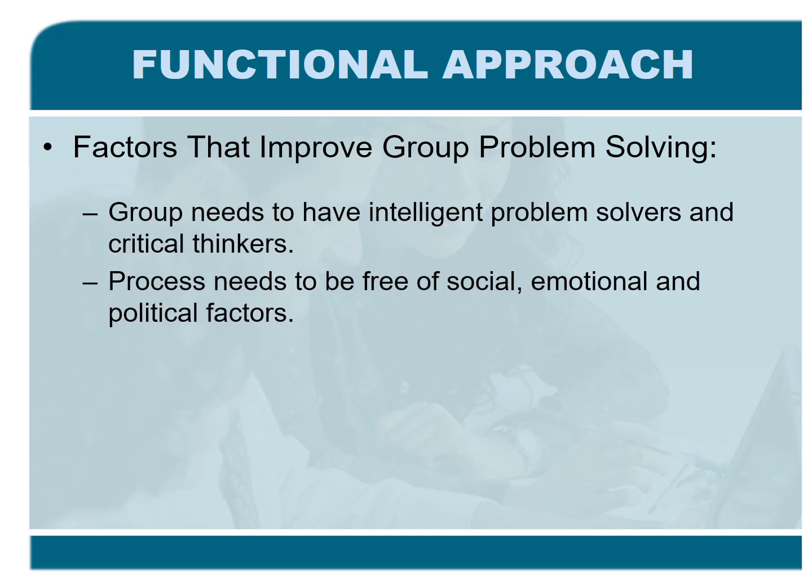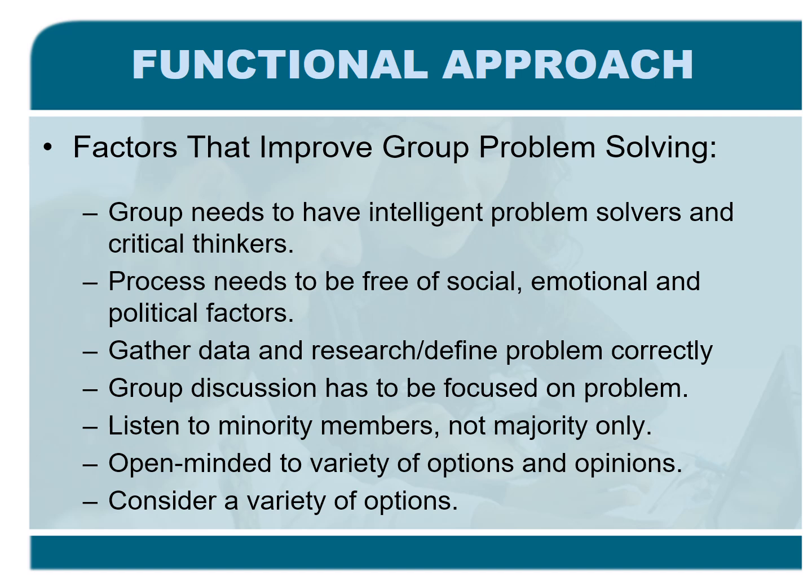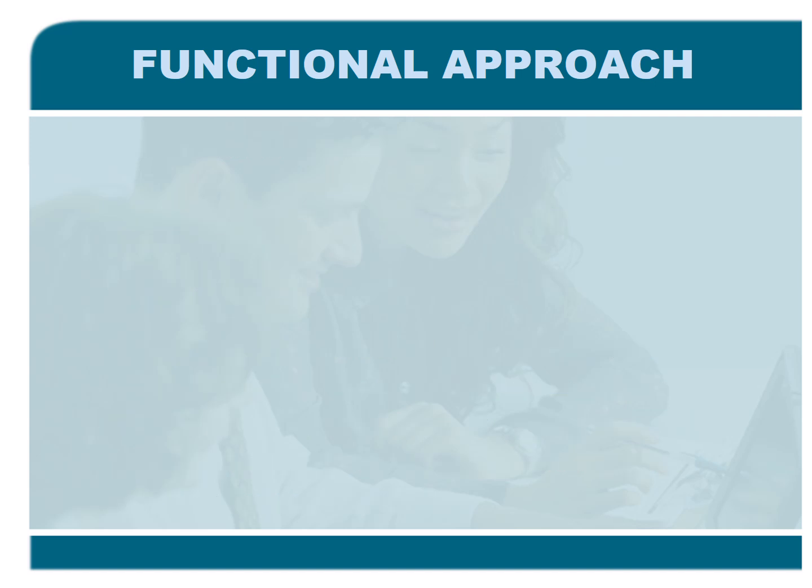Factors that help improve group problem solving: the group needs to have intelligent problem solvers and critical thinkers. The process needs to be free of social, emotional, and political factors. Everyone should feel safe in this environment to speak up. Gather data and research, and define the problem correctly. The group discussion has to be focused on the problem. Listen to minority members, not majority members only. Stay open-minded to a variety of options and opinions, and consider that there could be a variety of options.